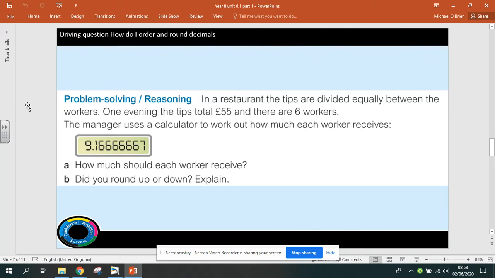In a restaurant, the tips are divided equally between the workers. One evening, the tips total £55.00, and there are 6 workers. The manager uses a calculator to work out how much each worker receives, and he gets the answer £9.1666666667. How much should each worker receive? Did you round up or down? Explain. Okay, so pause the tape, please, and answer this question.